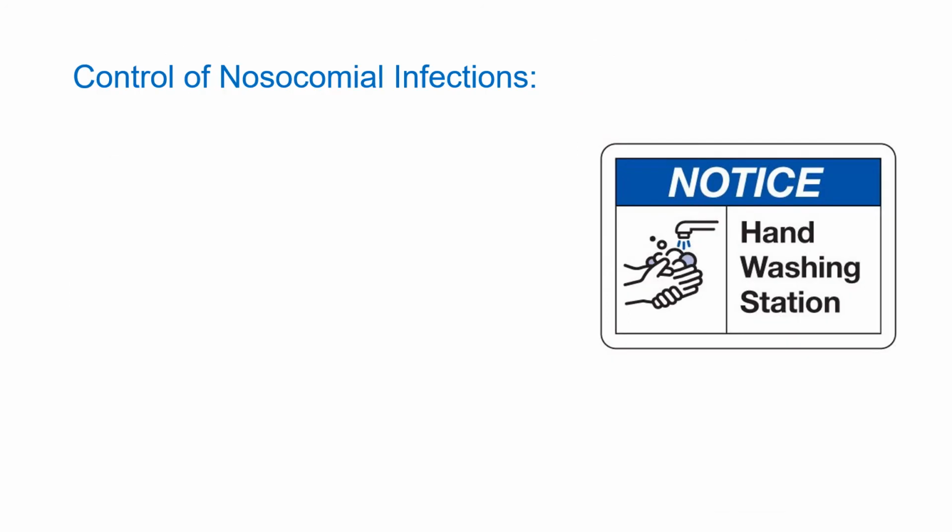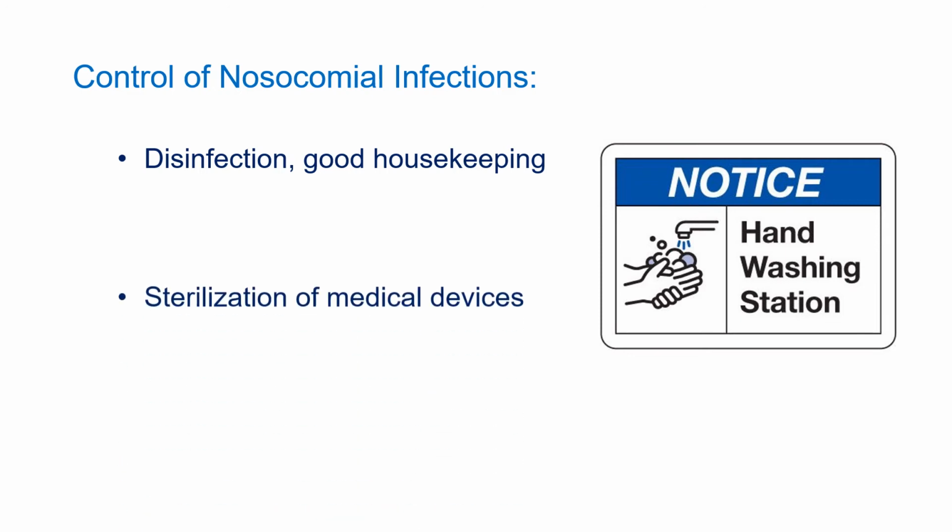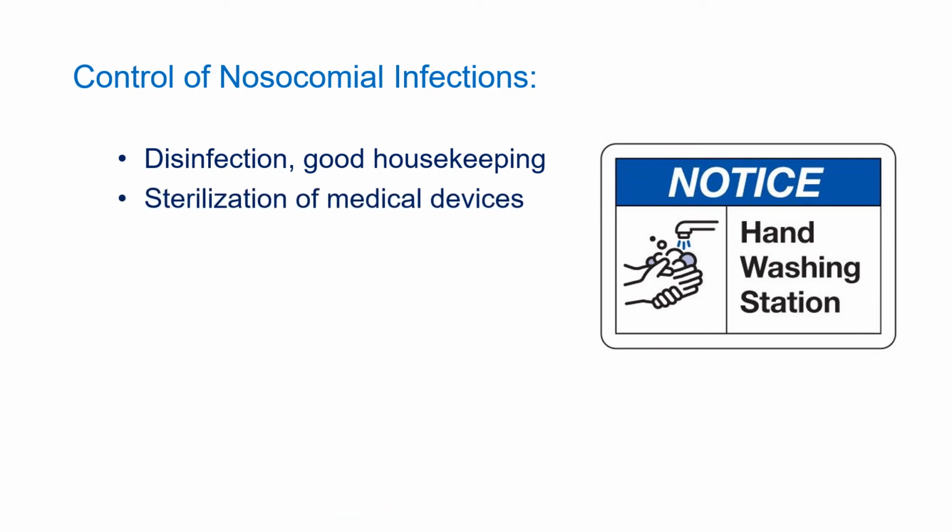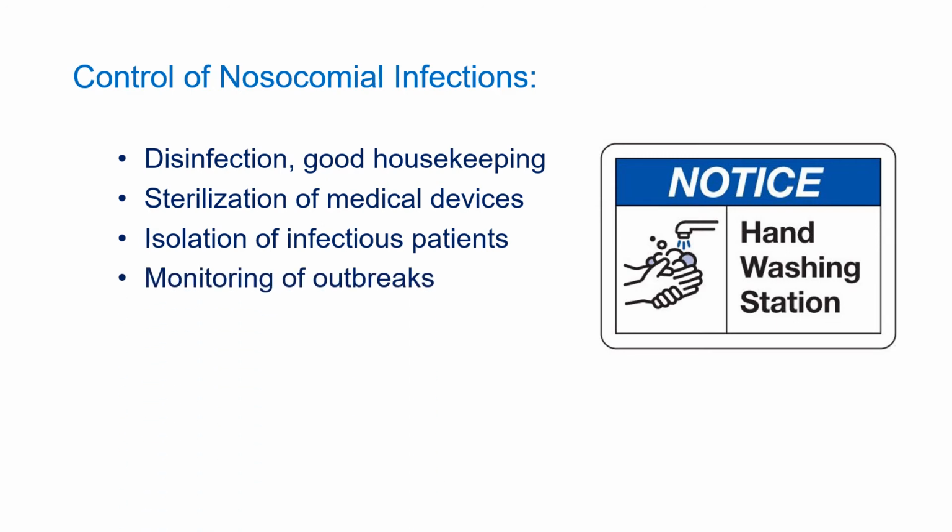So what can we do about nosocomial infections? This will be important for you because you are probably going to be working in a healthcare setting as a nurse. So disinfection, good housekeeping, those things are important. Sterilization of medical devices, catheters, things like that. Isolation of infectious patients, so people with MRSA infections are often isolated nowadays to keep them away from infecting other people. Monitoring outbreaks, making sure that if there's an outbreak in a hospital that those patients are given extra care.